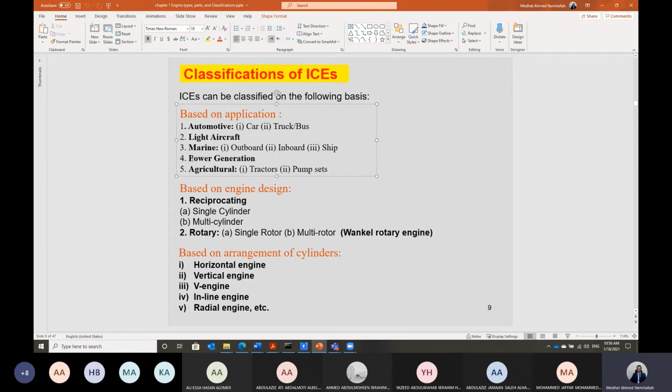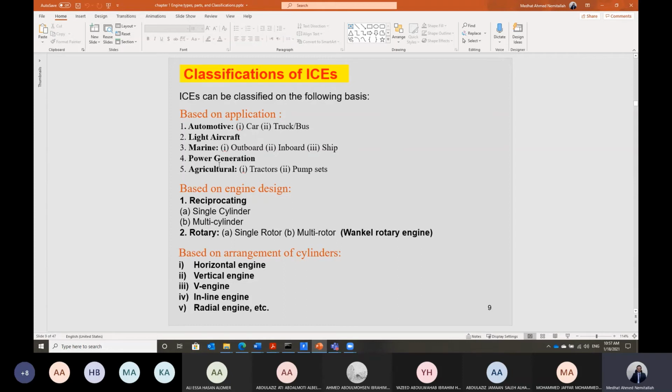Have you seen this model? We call it an electric motor. Do you have one at your home? So this is a kind of application.